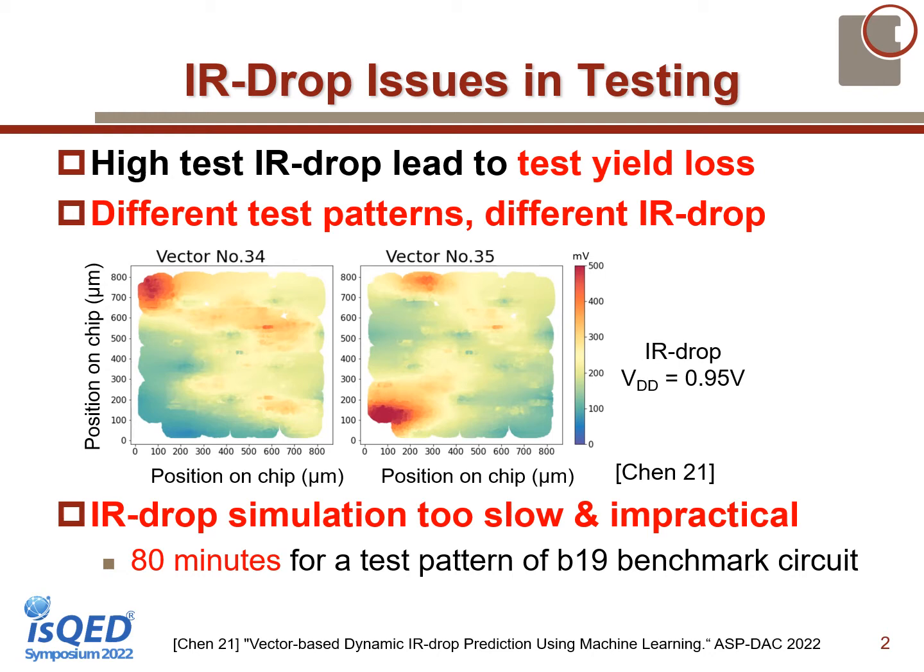The pictures are the IR drop map of B19 benchmark circuit when running in test mode with two different test patterns. The supply voltage is 0.95 volt. As you can see, these two maps are vastly different, and both of them have hotspots that IR drop almost reaches half the supply voltage.